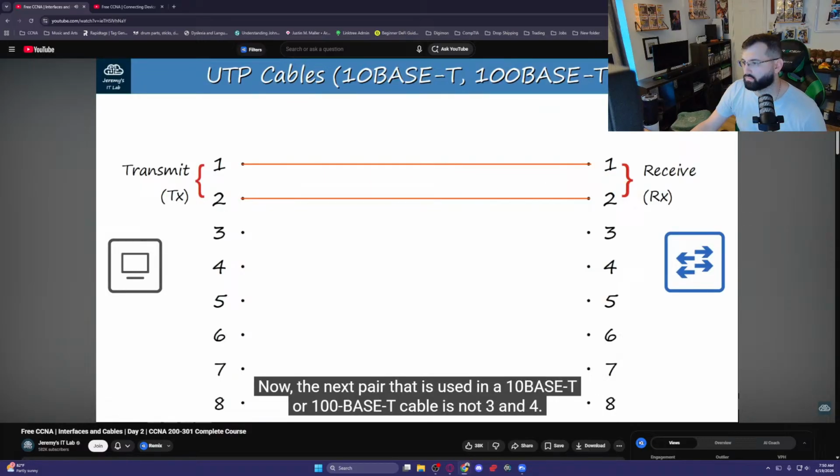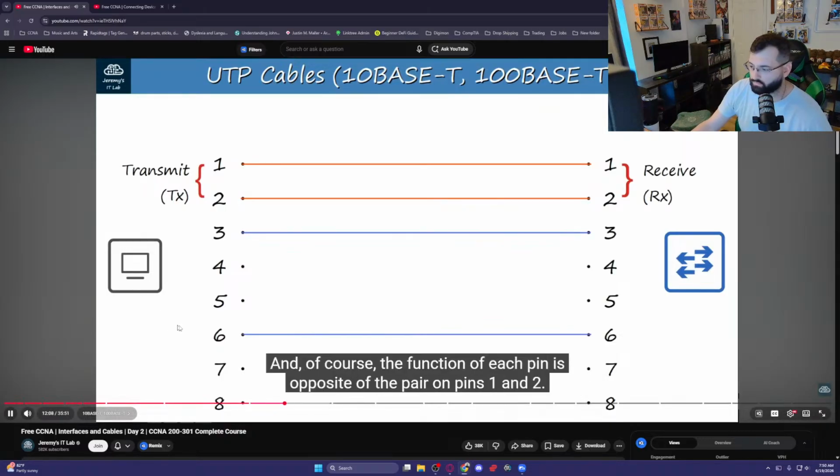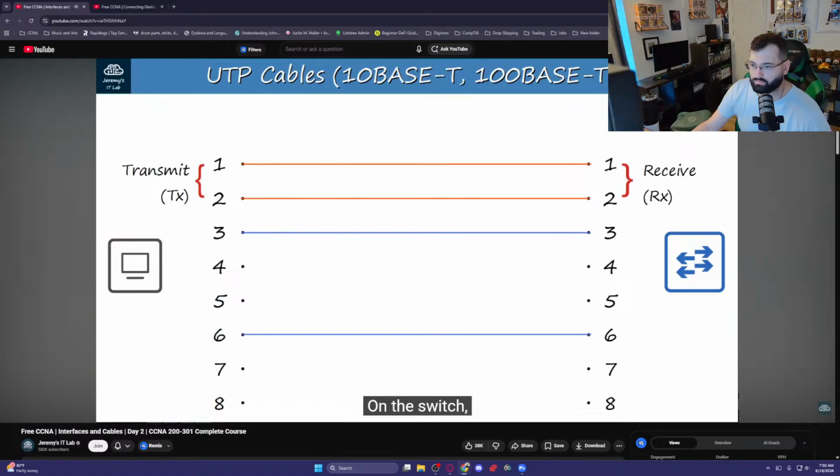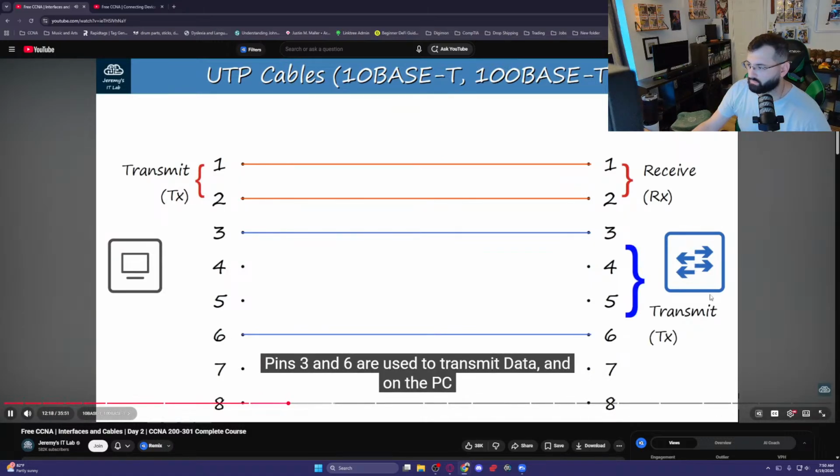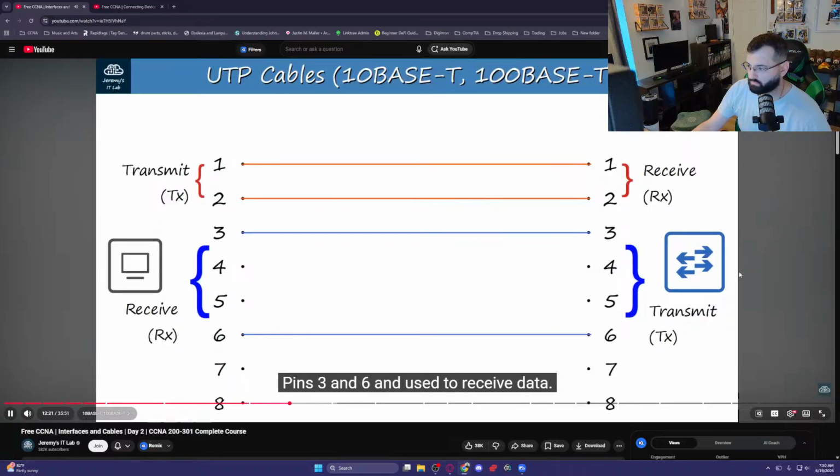Now, the next pair that is used in a 10 base T or 100 base T cable is not 3 and 4. It's 3 and 6. And of course, the function of each pin is opposite of the pair on pins 1 and 2. On the switch, pins 3 and 6 are used to transmit data, and on the PC, pins 3 and 6 are used to receive data.